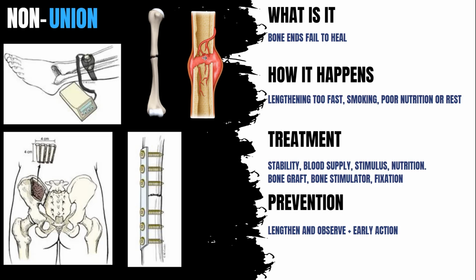The treatment methods are usually a bone graft, and they usually need stability, blood supply, a stimulus, and sufficient nutrition to make that work as well. Sometimes they'll use a bone stimulator, which uses different technology like LIPUS, which is low intensity pulsed ultrasound, or PEMF, which is pulsed electromagnetic fields. And then they usually fixate it with some sort of implant device to make sure that the bone ends start to talk to each other again and heal.